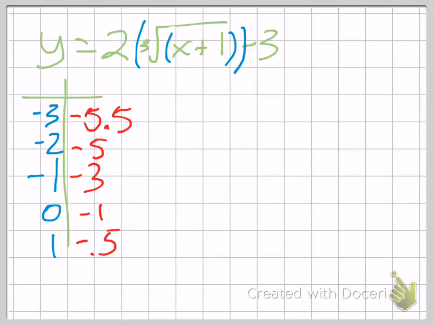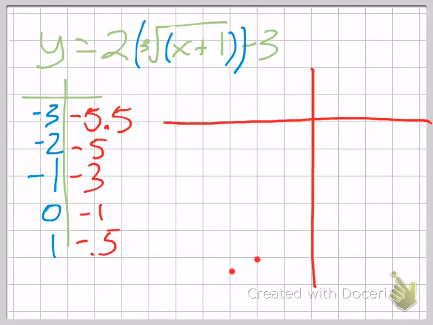Now you're going to make yourself your coordinate grid, your xy axis, and then you're going to start plotting your points. So the first point is going to be negative 3, negative 5.5, which will be right there. And then negative 2, negative 5 is going to be right there. Then you're going to have negative 1, negative 3, 0, negative 1, and then 1, negative 0.5. So then we're going to connect our dots here. And so it's going to look very similar to the square root function, but actually it's going to be 2 halves of a square root function that's looking more like a cube root.